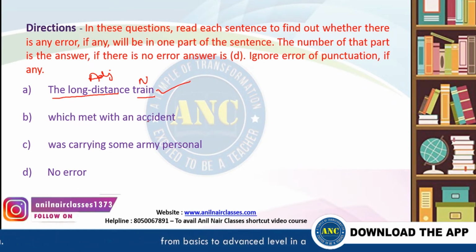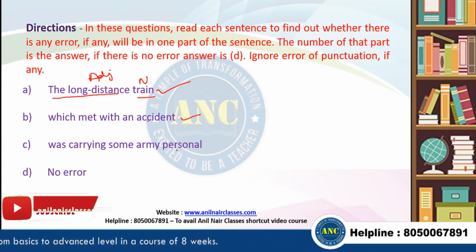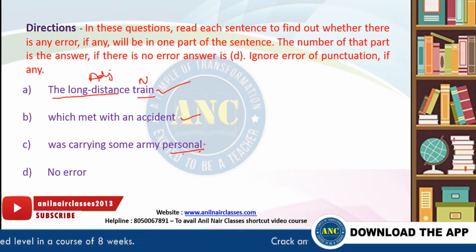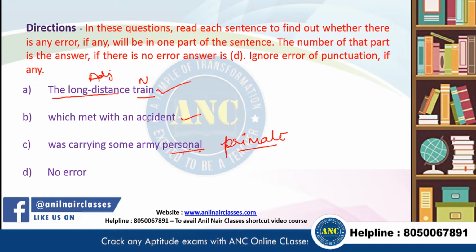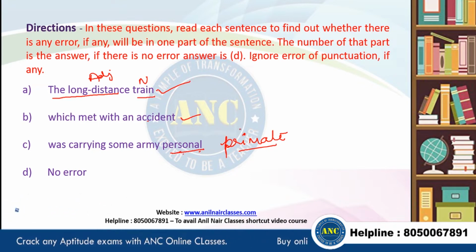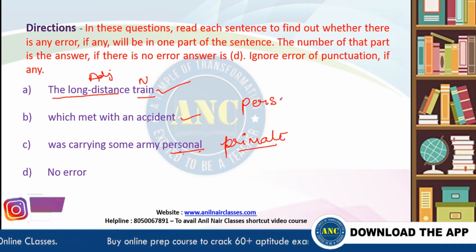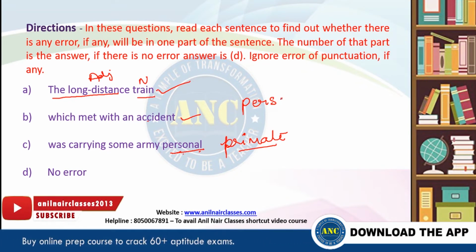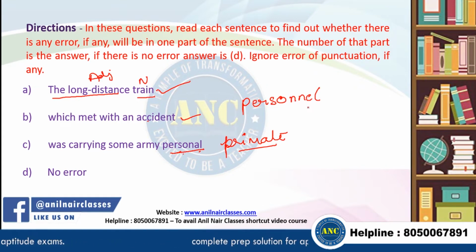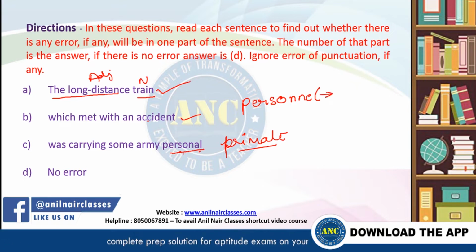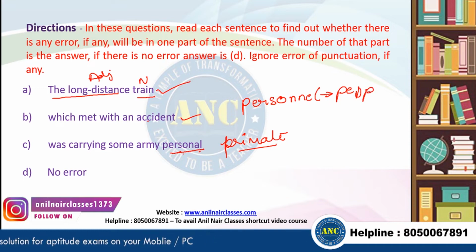Which met with an accident. That's also fine. Was carrying some army personnel. So personal means my own, private. Something which I own. Now here we are talking about the people who are working in army, right? So we have another word, P-E-R-S-O-N-N-E-L, personnel, N-E-L, right? So when we talk about personnel, we talk about people who are employed in some organization.